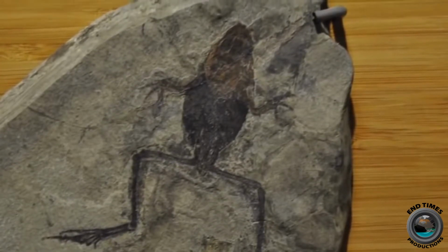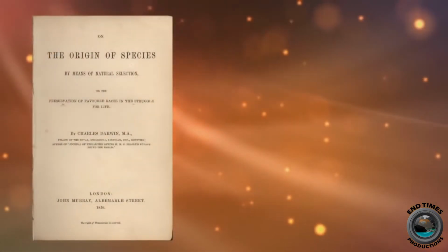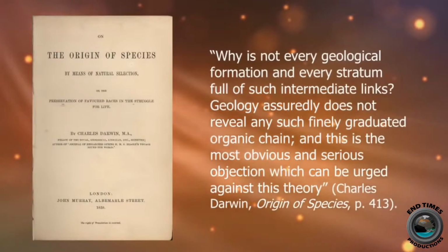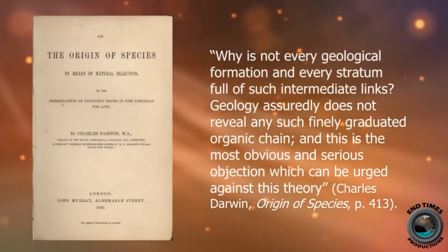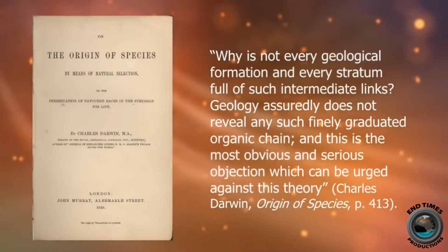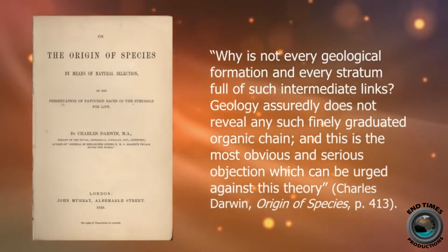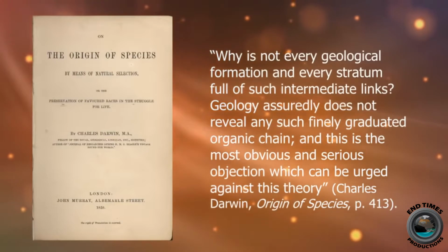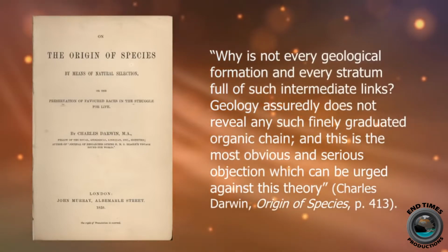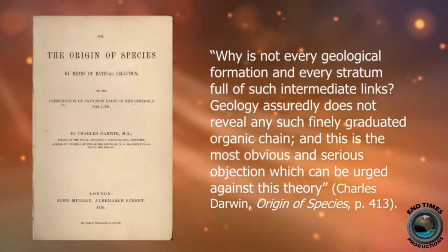This is a serious problem for Darwinism. Charles Darwin himself worried about this issue. He wrote, "Why is not every geological formation and every stratum full of such intermediate links? Geology assuredly does not reveal any such finely graduated organic chain, and this is the most obvious and serious objection which can be urged against this theory."